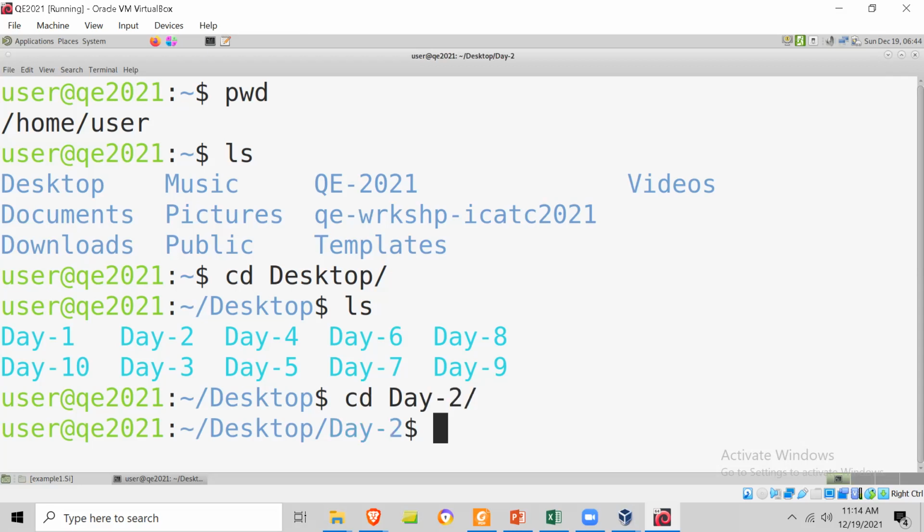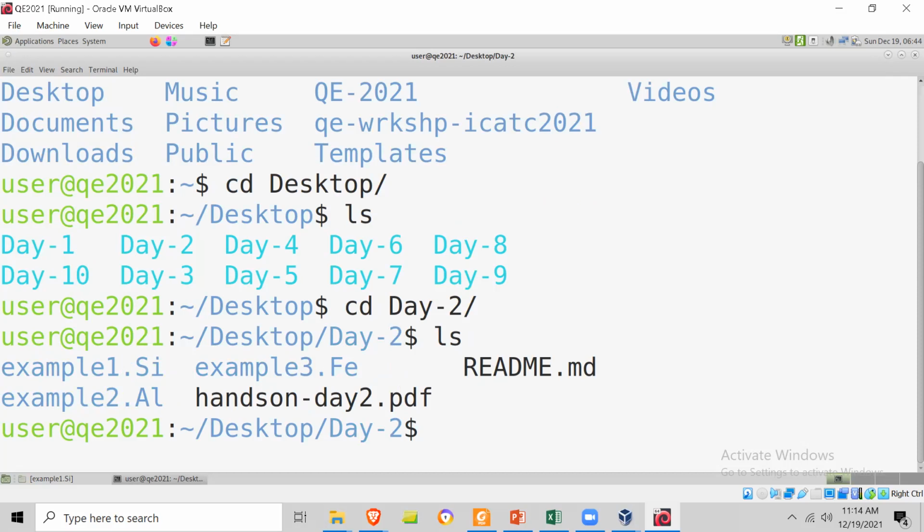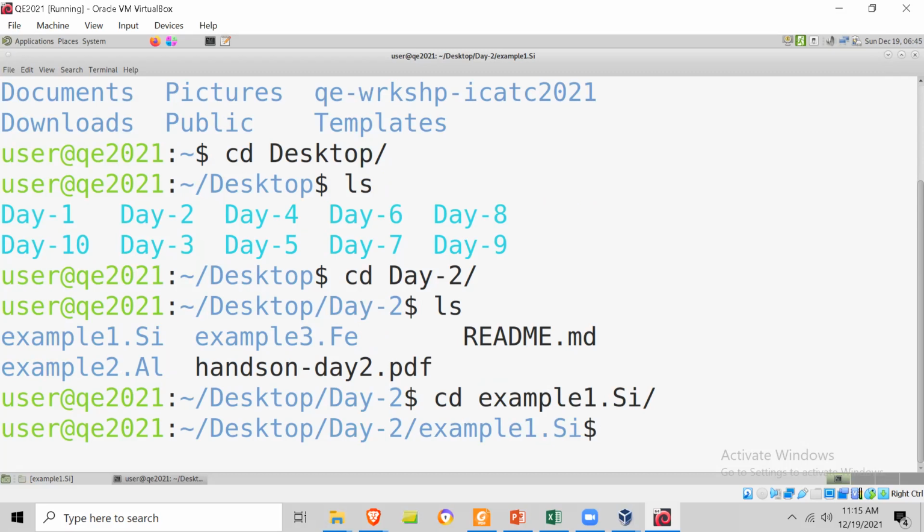And then day two, you have example 1, 2, 3, and then the README file. So then we change to example 1. We're just changing directories. It's similar to double clicking a directory. You're just using a command now. So you go inside and you can't see anything when you go inside. If you want to see, you have to type ls.